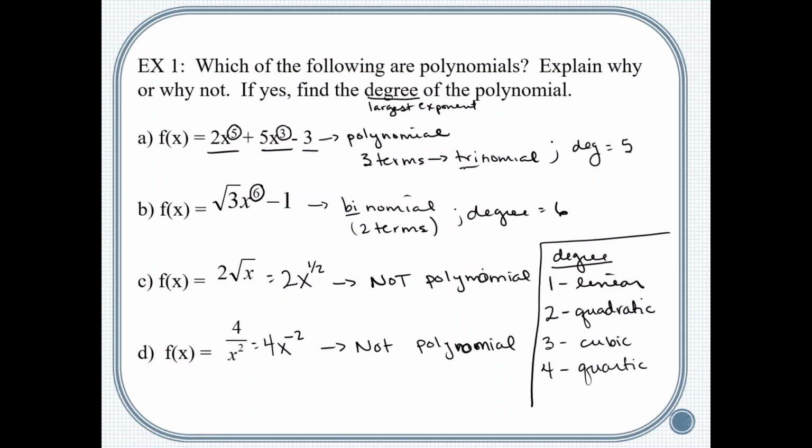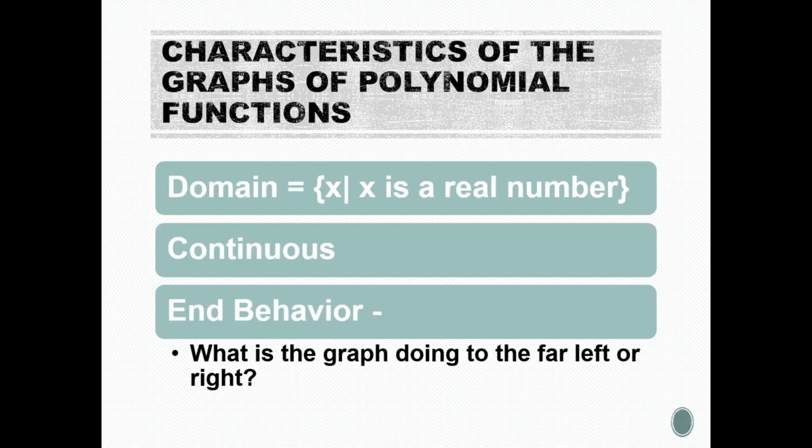You can also name it, as I said, by the number of terms. So monomial would be 1, bi would be 2, tri would be 3, or we just call it polynomial if it has many. Okay? All right, so some characteristics of the graphs of these functions. First of all, if it is a polynomial, the domain is always all reals. These functions are also continuous. Continuous, just in general, means we can draw it without picking up our pencil.